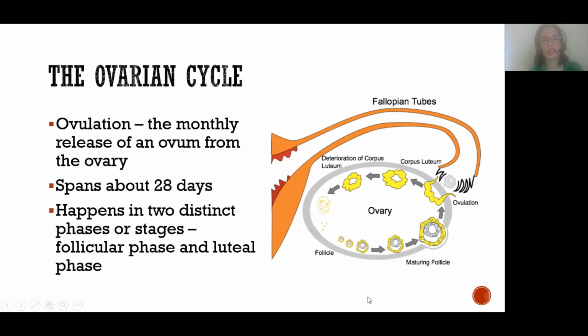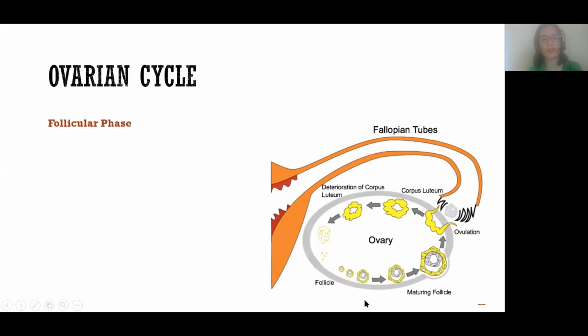Okay, so let's check what is happening in the follicular phase. Okay, by the way, what do you know of follicle? Okay, so follicle is a cluster of cells that encloses or surrounds the immature egg, and this one provides the nutrient for the egg cell.